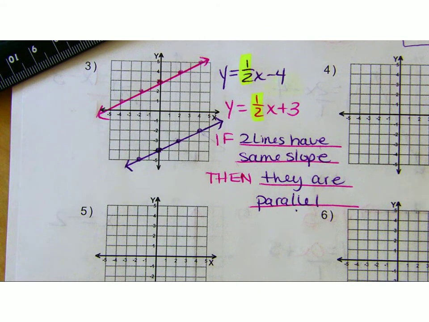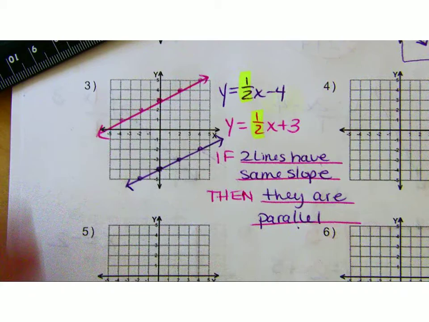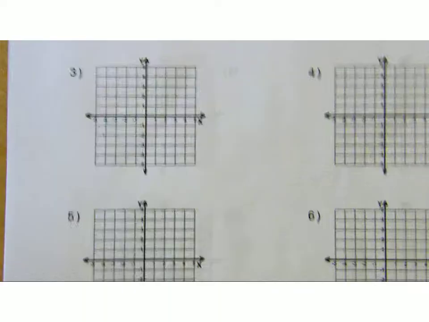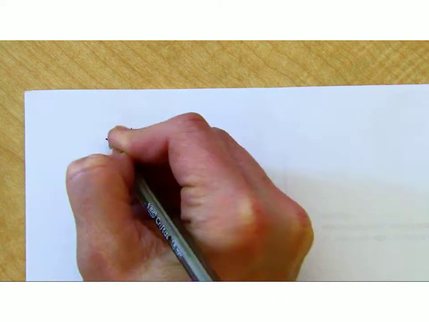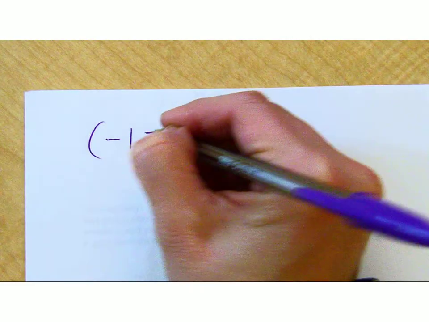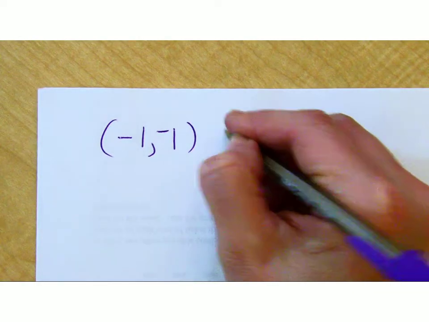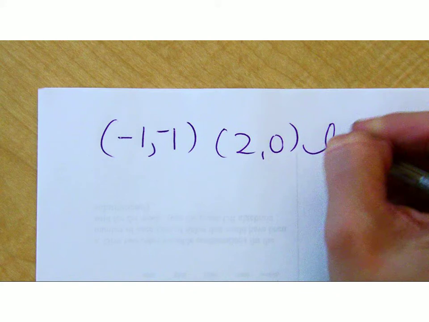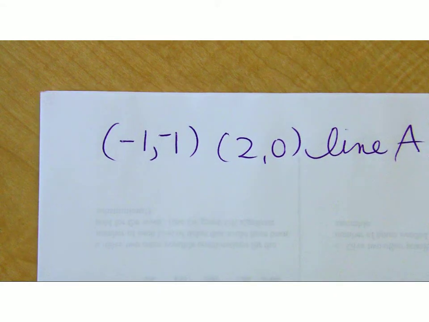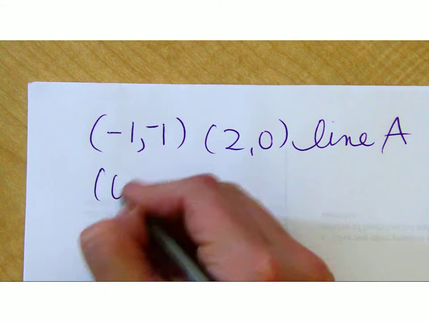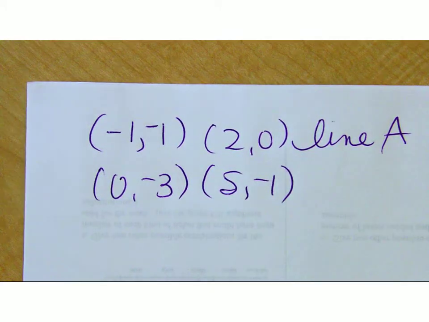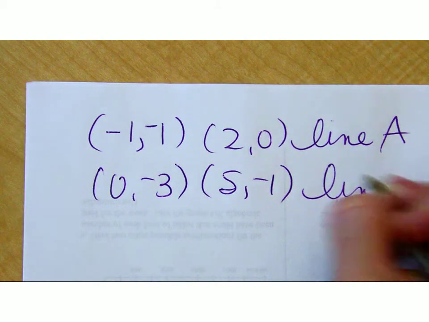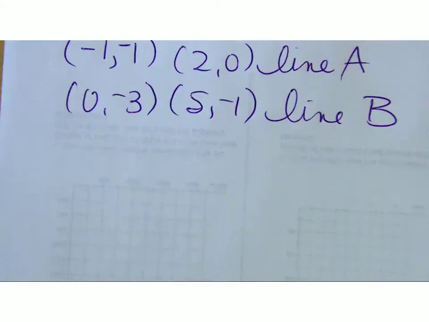If I were to give you 2 points and say one is -1, -1 and 2, 0, and call this line A. Then I were to give you points 0, -3 and 5, -1 and call this line B, and say, are these two lines parallel to each other? What could you do to figure it out?